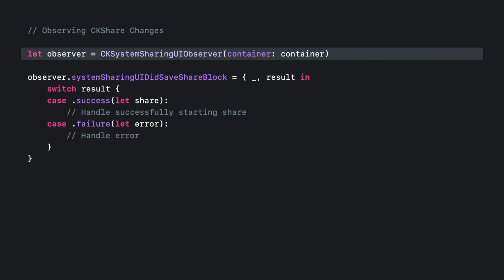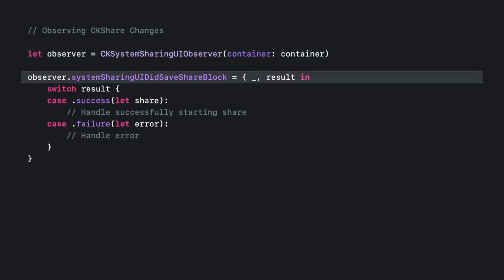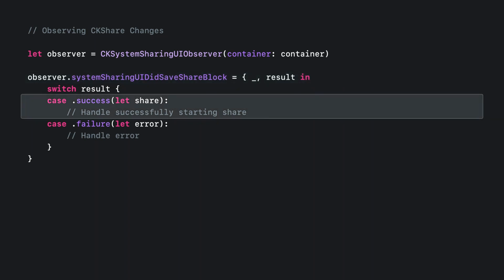Initialize an observer using the CKContainer. On the observer, define a closure to be executed when the CKShare is saved and assign it to the systemSharingUIDidSaveShare block. In the closure, if the share was saved correctly, you'll get a success result, indicating the share was started and an associated CKShare to work with.